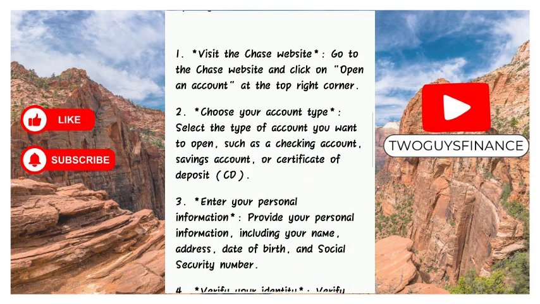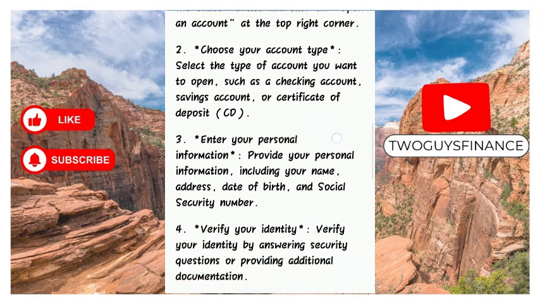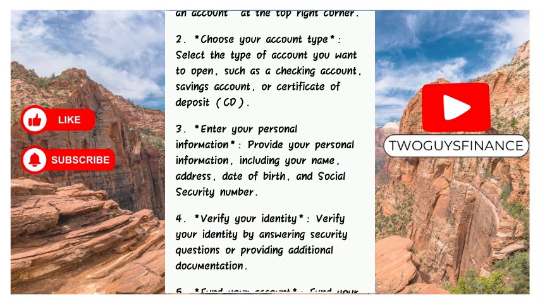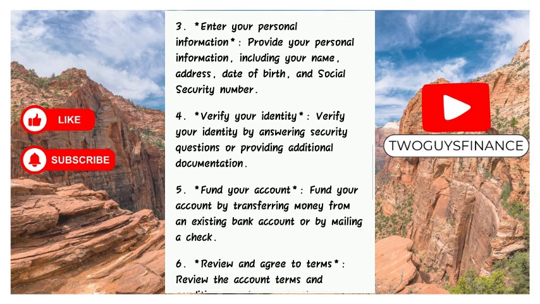The first thing you want to do is visit the Chase website. Go to the Chase website, click on open an account at the top right corner, and then select the type of account that you want to open. That could be a checking account, a savings account, or a certificate of deposit. Now what you want to do is enter your personal information. Provide your personal information, including your name, address, date of birth, and of course your social security number, and then verify your identity by answering security questions or providing additional documentation.